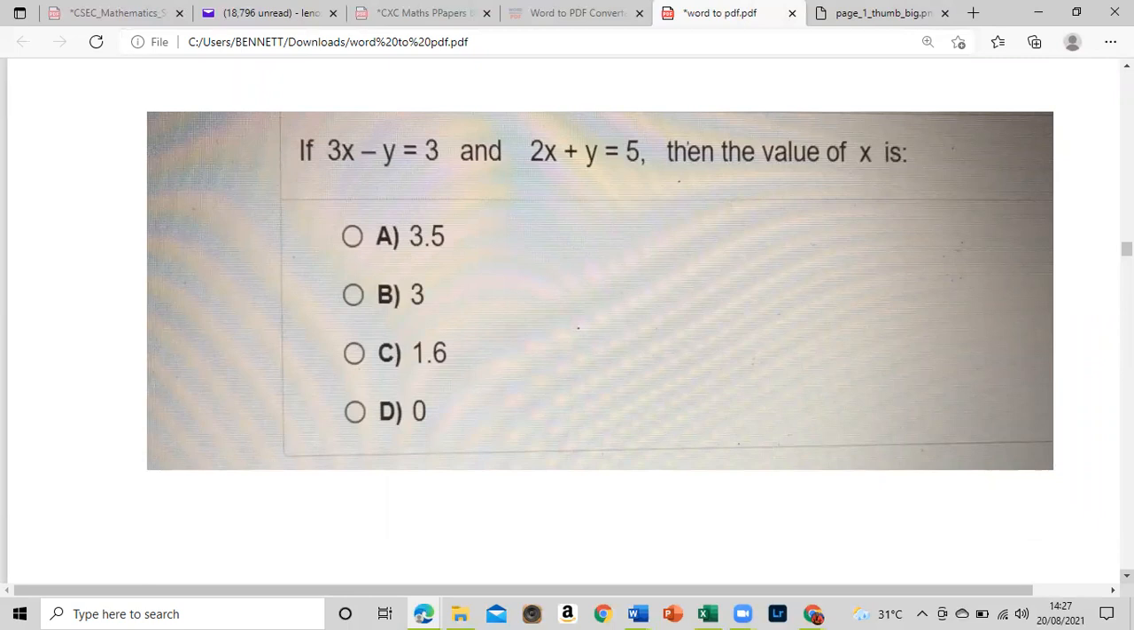If 3x minus y is equal to 3 and 2x plus y is equal to 5, then the value of x is. As you can see, guys, it's a simultaneous equation. Go ahead and do it.